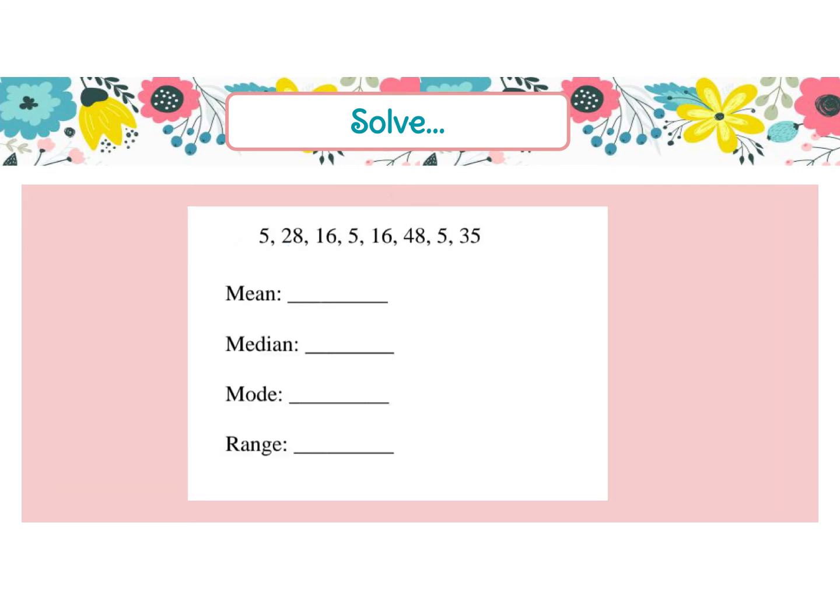For this data set, I will first order my numbers from least to greatest. 5, 5, 5, 16, 16, 28, 35, 48.